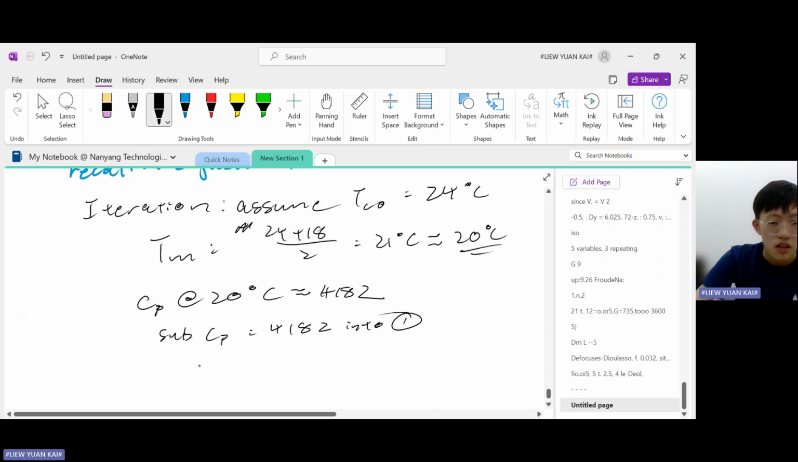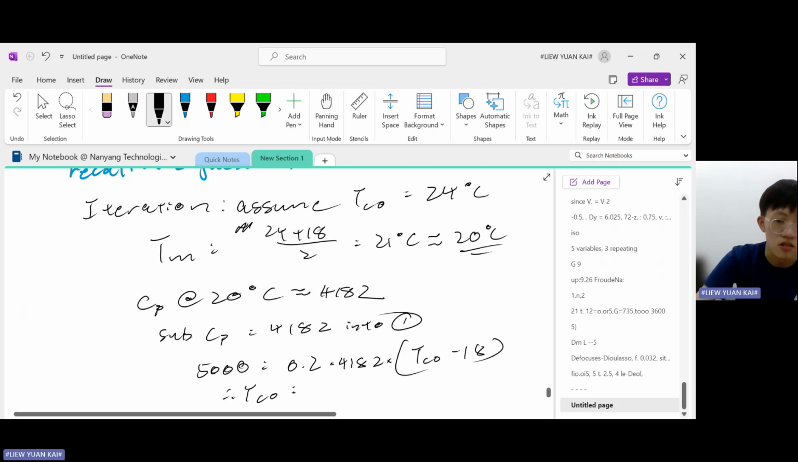5,000 equals 0.2 times 4182 times (TCO minus 18). So you can solve for TCO. TCO is equal to 23.97. Now, how do you check if you're correct?